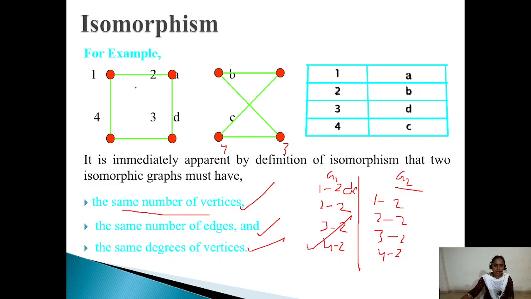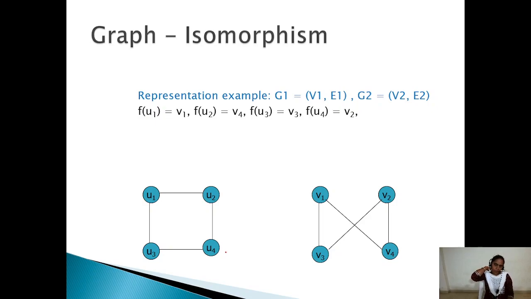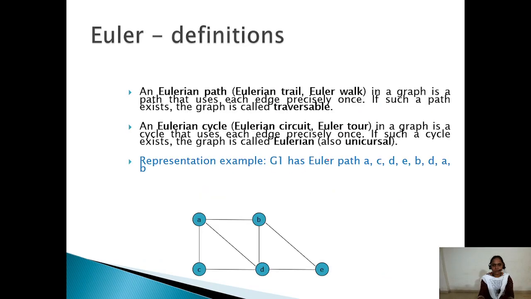Isomorphism means what? G1 equal to G2. 1, 2, 3, 4 are the vertices of one graph and A, B, C, D the vertices of the other. The same number of vertices is satisfied, the same number of edges is satisfied, and the same degree of vertices is satisfied. This is an isomorphism. U1 equals V1, U2 equals V4, U3 equals V3, U4 equals V2. So G1 equals G2.